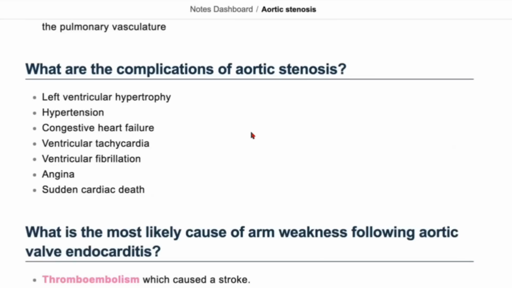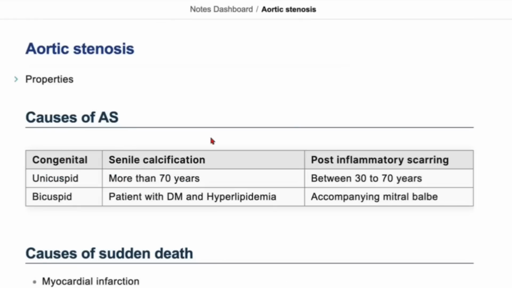I think overall it went very well. I think the cause of aortic stenosis, you can make it shorter. So I would just say, as we agreed before, to the point, short and succinct. So you just say congenital, senile, and post-inflammatory. I personally like mentioning the headlines before going into the details, because the examiner might stop listening to you, which doesn't work in your interest.